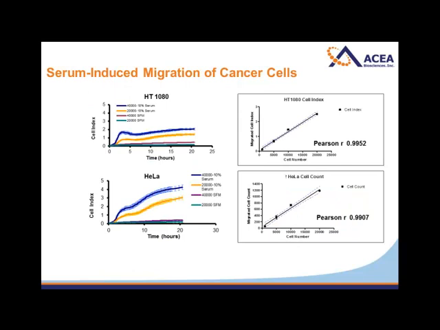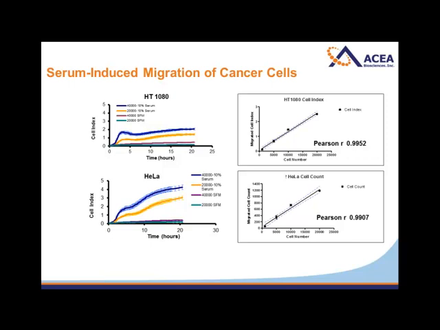Some of that data is shown here. These are some of the very early studies that we did with very common cancer cell lines in our lab, HT1080 and HeLa. Red and green are negative control, so there's no chemoattractant in the bottom. There's no reason for them to migrate. And then in yellow and blue are two different cell densities where you've got a chemoattractant gradient. The cells sense it. They migrate down, attached to our electrodes.